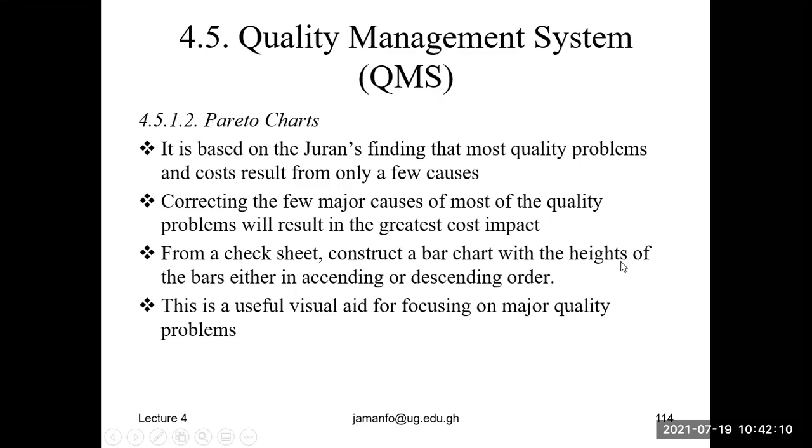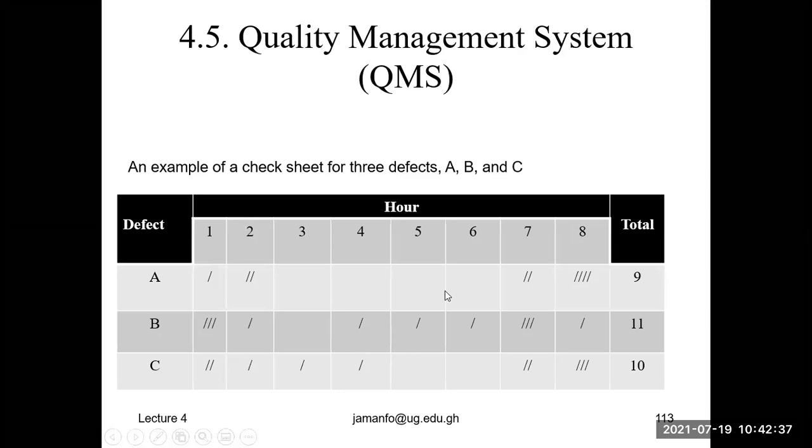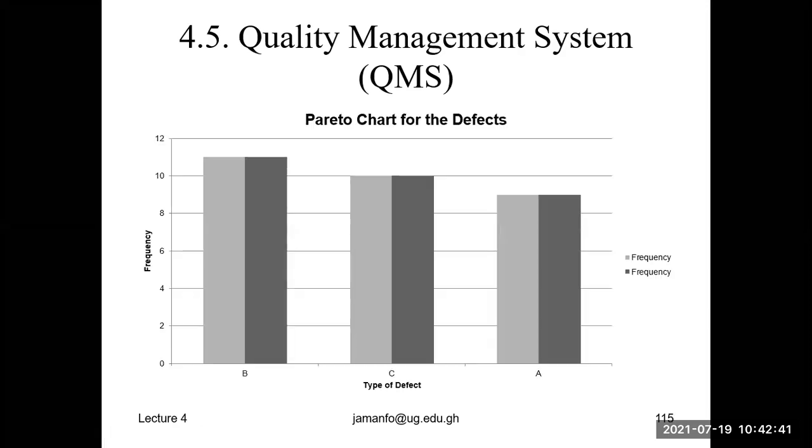This is a useful visual aid for focusing on major quality problems. So straight away from the bars, you can tell which quality problems are recurrent, are high, and which we need to pay attention to. You develop this from the check sheet, which we have done here. Then we can have what we call a Pareto chart.